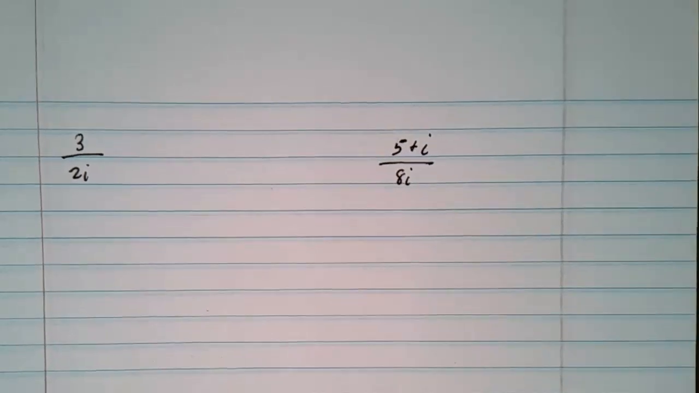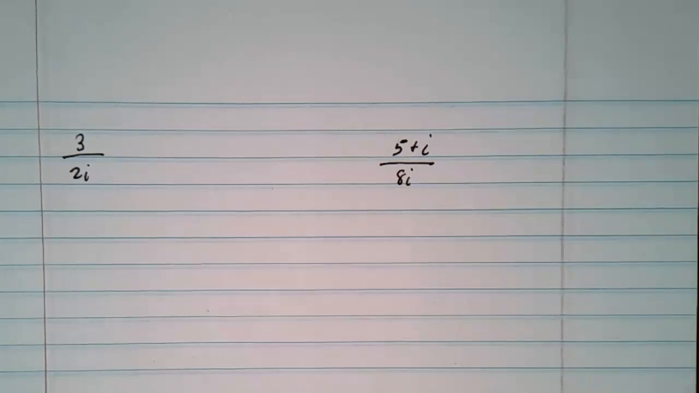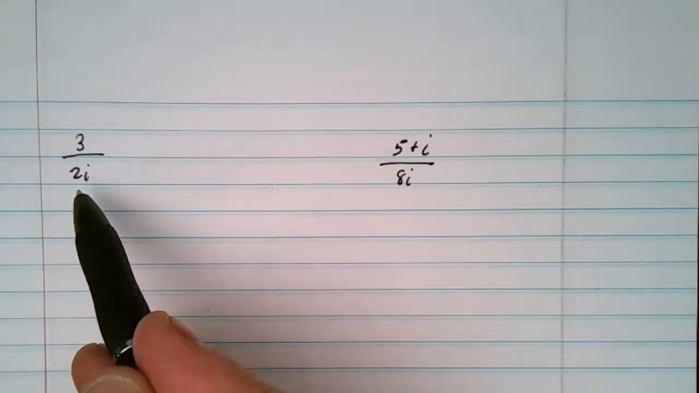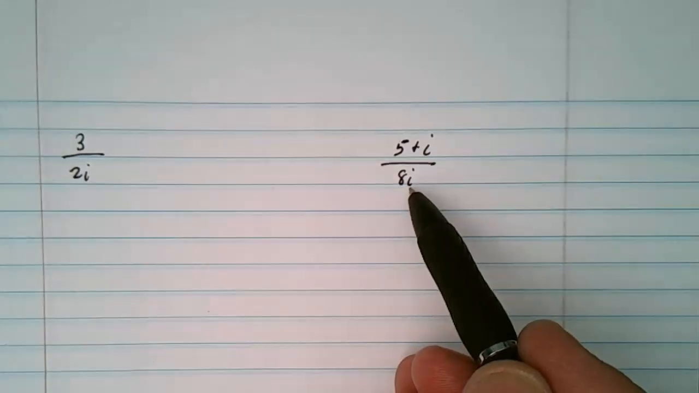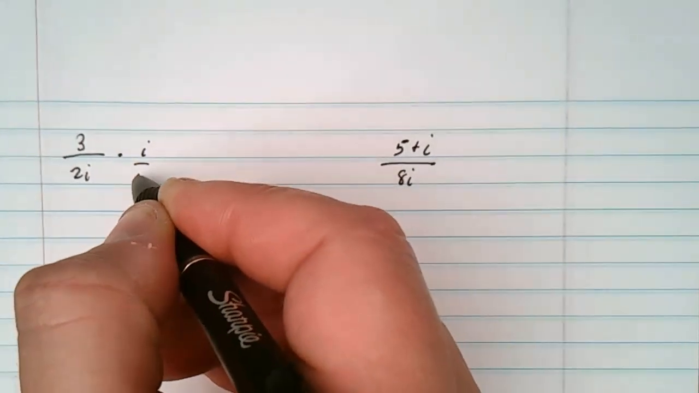All right, so today we're going to divide with complex numbers. When you're dividing with complex numbers, you have two types of problems. The first type of problem is that you have only an imaginary number in the denominator. When you have only an imaginary number in the denominator, the way that you're going to simplify this is you're going to multiply by i over i.